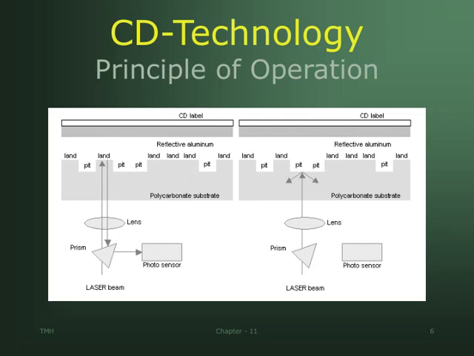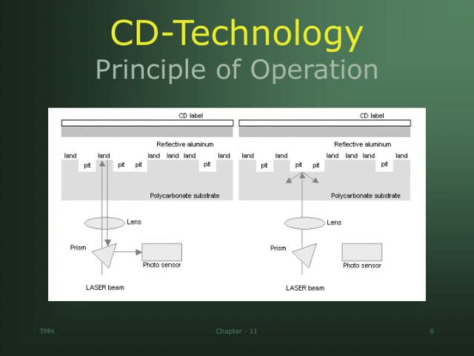Let's take a closer look at CD technology and its principle of operation. CD technology, or compact disc technology, revolutionized how we store and access digital information. Its core principle revolves around encoding data onto a disk through tiny pits and lands that represent binary information. When you insert a CD into a player, a laser beam scans the surface, reading these variations.